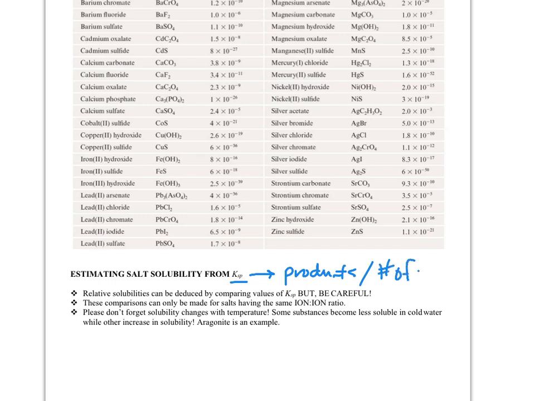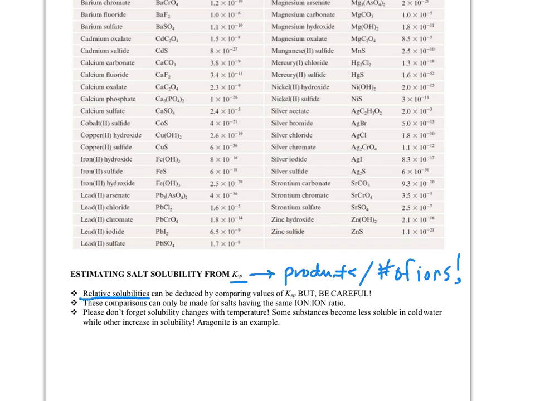So number of ions. That's really all that is, okay? So if those are your products or your just total number of ions, then the more ions you have or the higher the Ksp, the more soluble your substance is. So relative solubilities, keep in mind we say relative, that means we can compare solubilities of two different substances if we compare their Ksps, right?